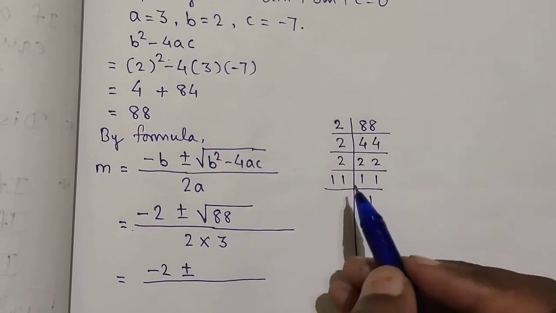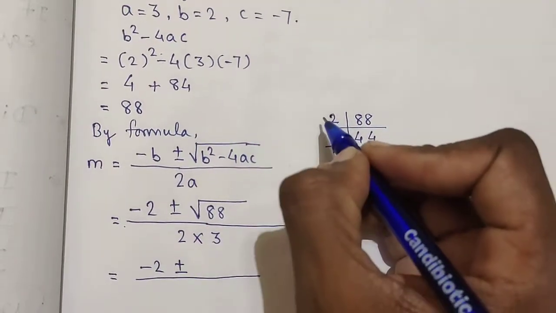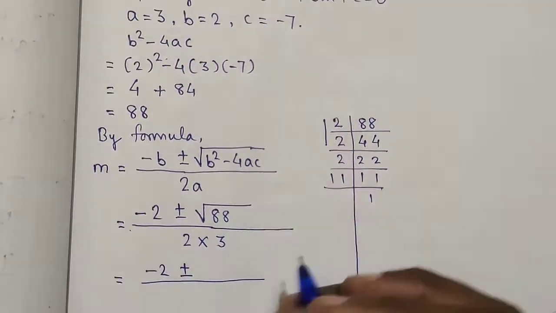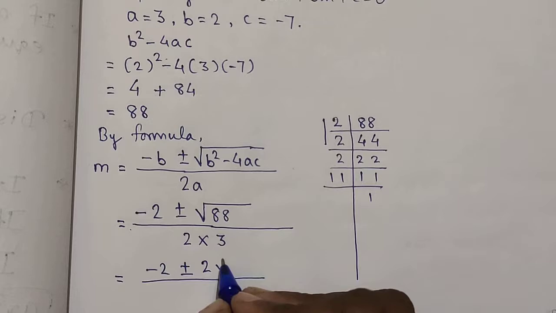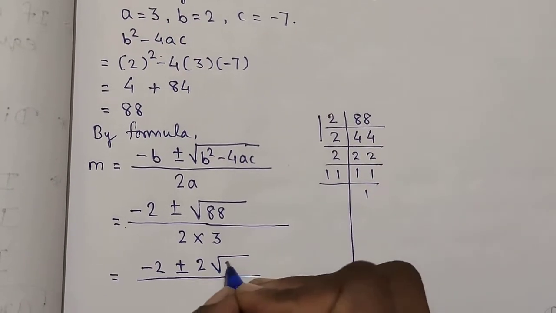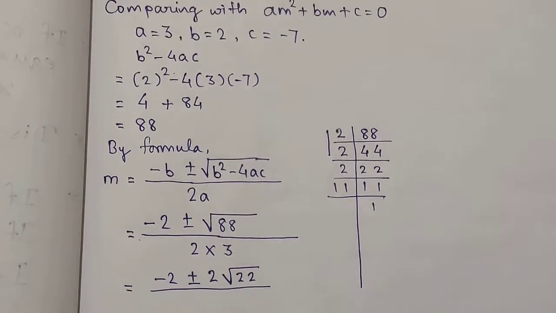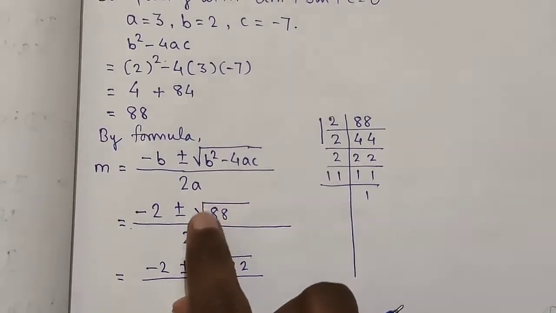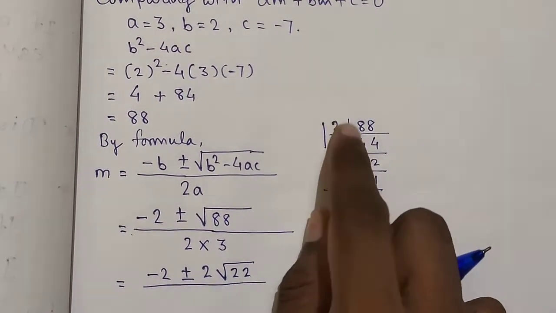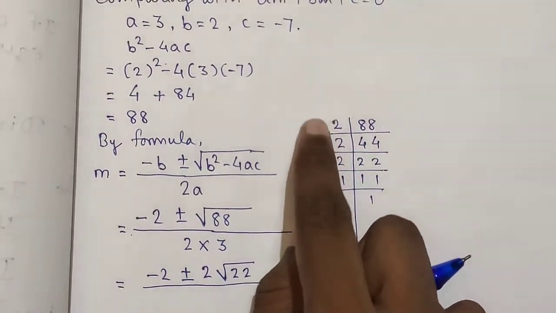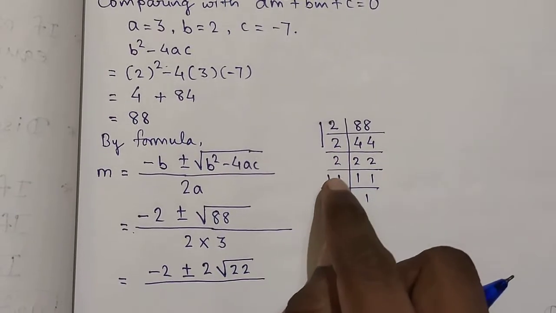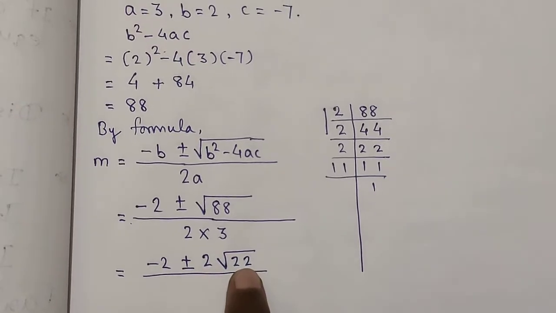Okay, so we have factorized this. Now you can see here we have a pair of 2. So you can take this pair outside. Now what is remaining? 2 into 11. So 2 into 11 gives you 22. Okay students, whenever you have a bigger number in the root, factorize it and take whatever can be taken outside. In this case we have a pair of 2, so we have taken this pair outside. Now what is remaining? 11 into 2, that is 22.